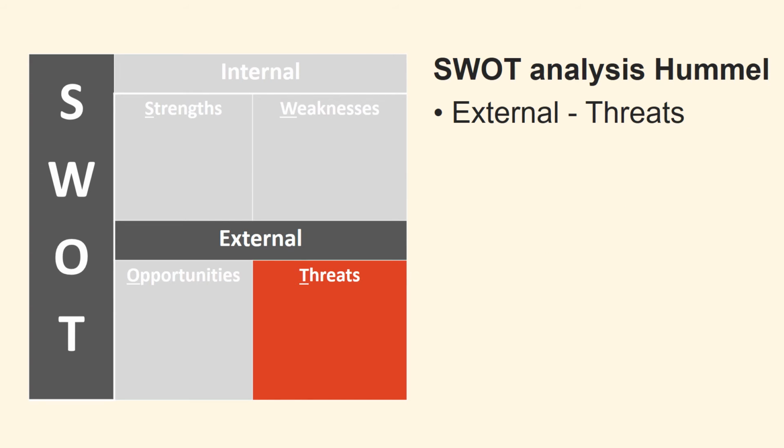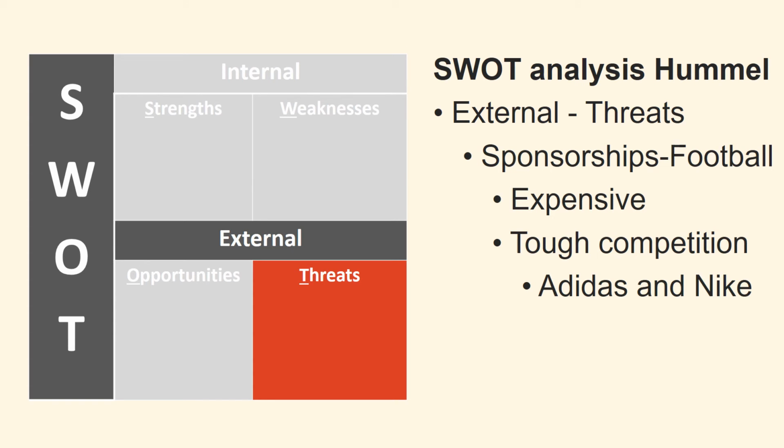The fourth and last quadrant is threats. Football is an expensive sport in relation to sponsorships. Football is the world's most popular sport, and it is frequently featured on TV. However, it is also the most expensive sport to sponsor. To engage in football sponsorship requires a very large cash outlay in order to sponsor the sport's star players. At the same time, competition is tough because both Nike and Adidas have a total focus on the market, which means that Hummel cannot achieve a leading position in this market.